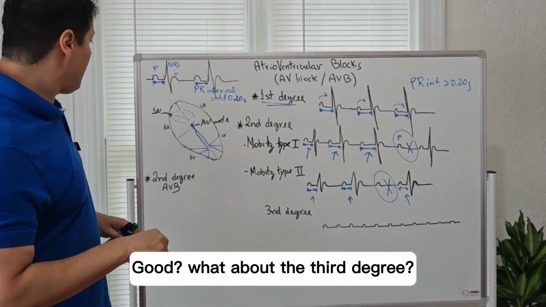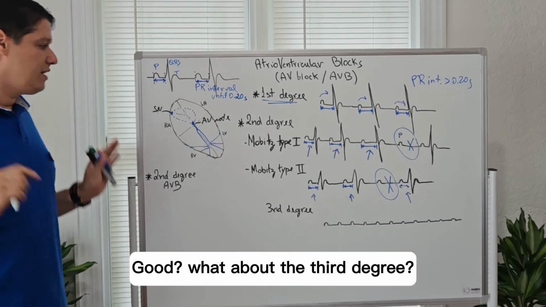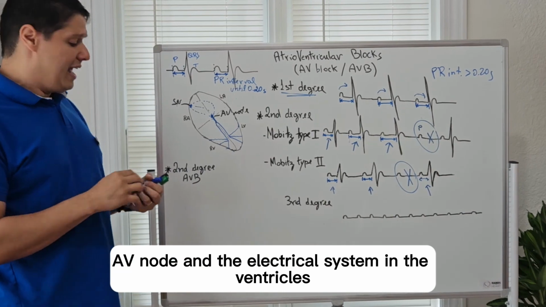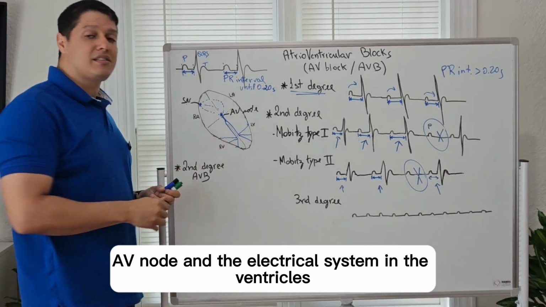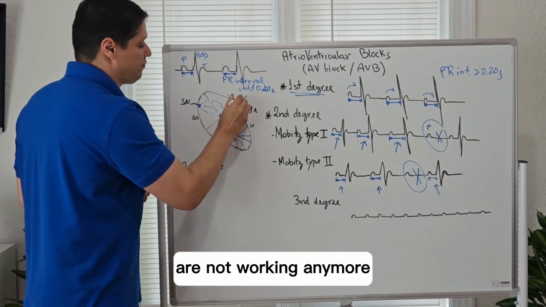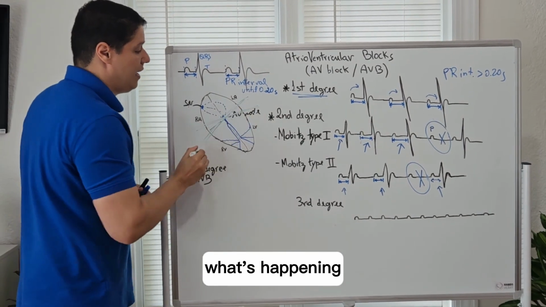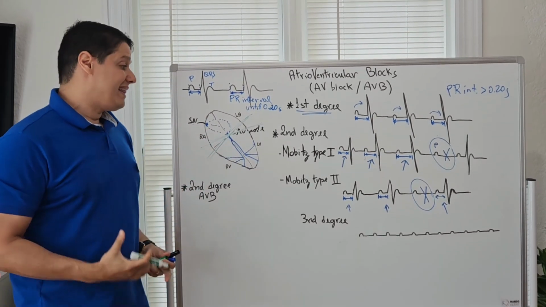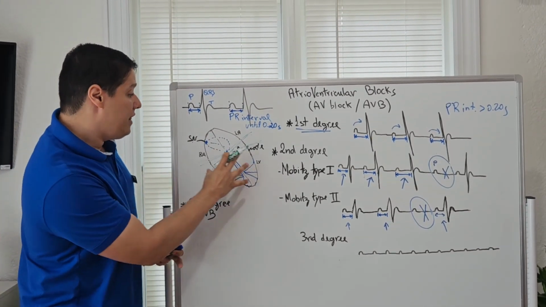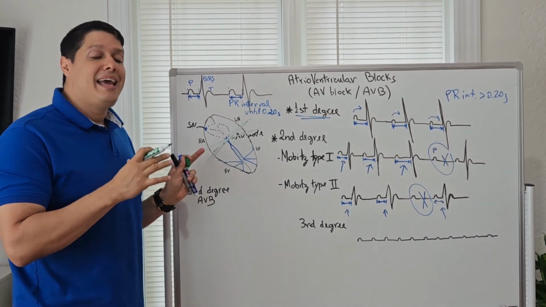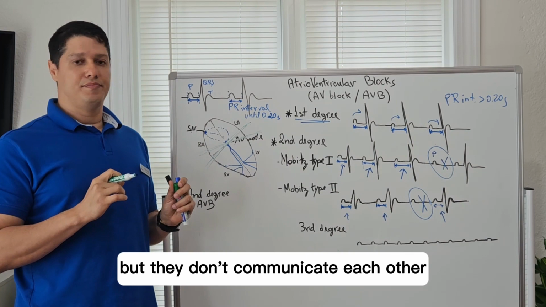Good? What about the third degree? The third degree is when the AV node is dead. The AV node in the electrical system is not working anymore. What's happening? The atria are working at their pace, and the ventricles are working at their pace, but they don't communicate with each other.